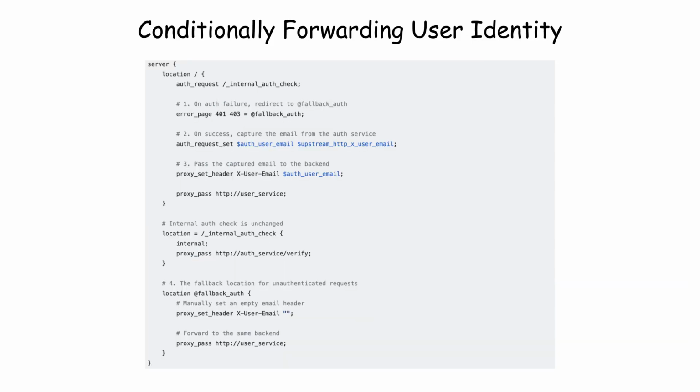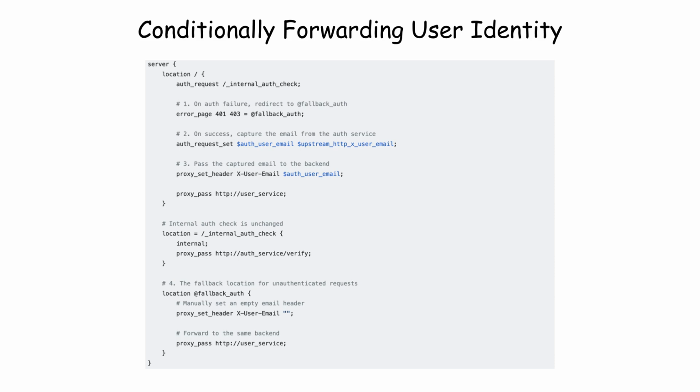Our final and most advanced pattern addresses a nuanced requirement. What if you don't want to block unauthenticated users, but rather show them different content? For example, a public view of a profile versus a personalized logged-in view of the same resource. In this model, the backend service, not NGINX, needs to make the final decision. This configuration is more intricate.